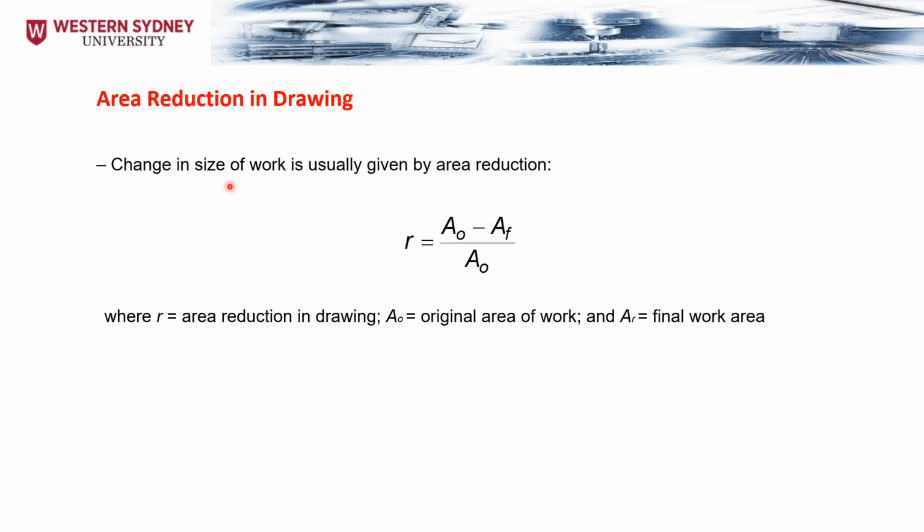So the change in the size of the work usually is going to be given by the area reduction. The reduction is going to be equal to the original area minus the final area divided by the original area. R is the area reduction in the drawing, AO is the original area of the work, and AR is the final work area.